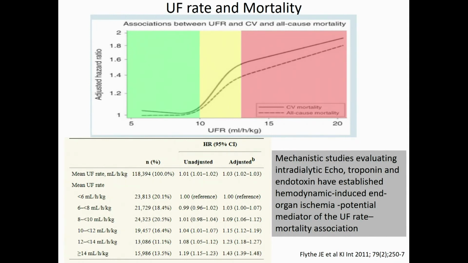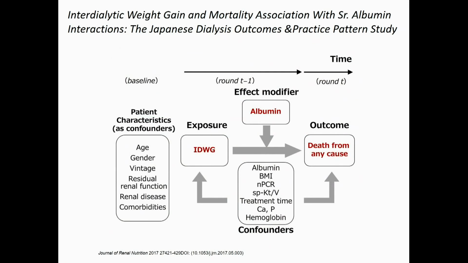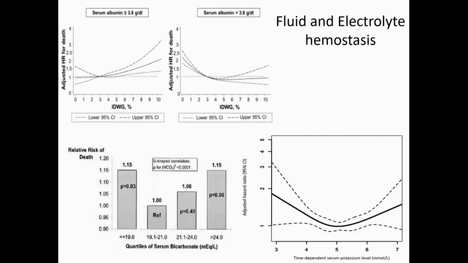Mechanistic studies of intradialytic echo, troponin and endotoxins have shown that ischemia of the heart is going on when you have higher and higher ultrafiltration. So, weight gain and mortality, and the association with albumin. Patients who have a higher vintage and also increased interdialytic weight gain, it has to be balanced. If the albumin is good, sometimes they may tolerate a little more ultrafiltration. Otherwise the confounding factors are Kt/V, calcium, phosphorus, hemoglobin, and treatment time. It will confound it. Some patients may tolerate it, but every patient with a higher gain may not.